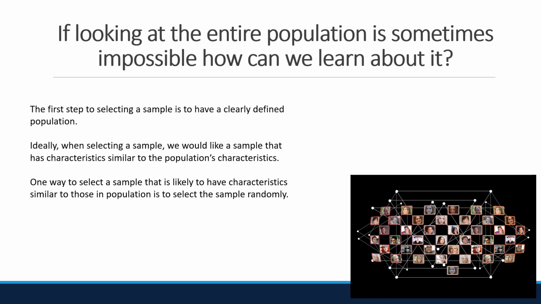The first step to selecting a sample is to have a clearly defined population. Ideally, when selecting a sample, we would like a sample that has characteristics similar to the population's characteristics. One way to select a sample that is likely to have characteristics similar to those in the population is to select the sample randomly.